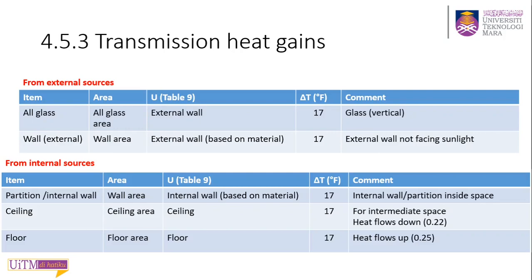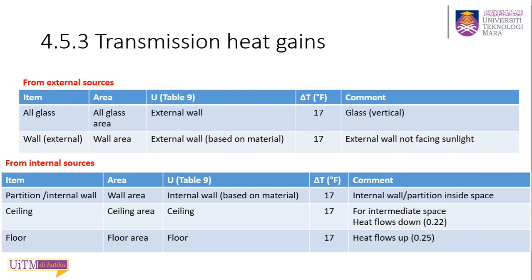The table shows the summary on how to fill the cooling load estimation table based on the criteria. For glasses, all external glass area should be considered. For heat transfer coefficient, using table 9, refer to the external wall row and choose the value for glass vertical. For wall, external wall which has not been calculated in the solar heat gain section.